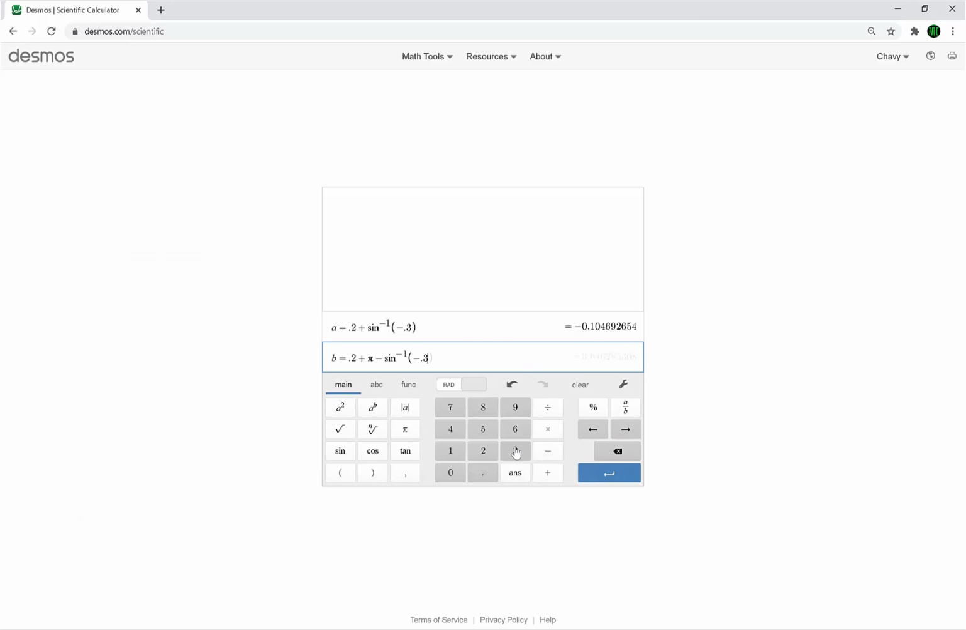Negative 0.3, close it. So I think that's correct. We're gonna find out right now. 3.64628 or 9 if you round it. 64628. I think I got it.